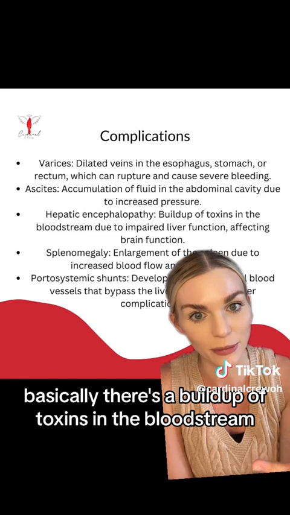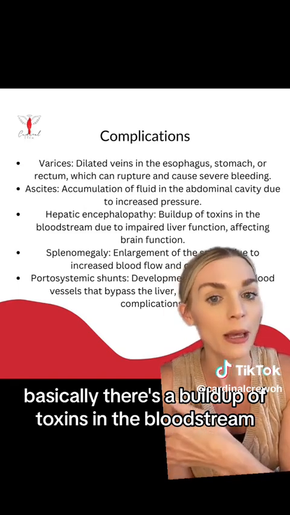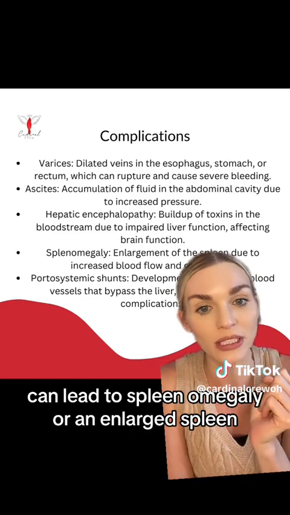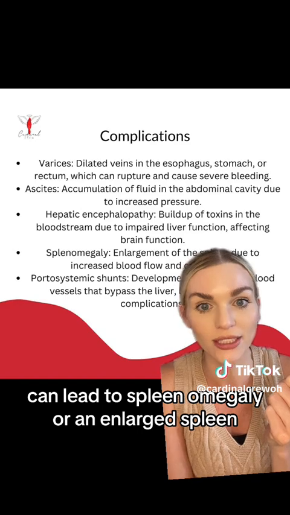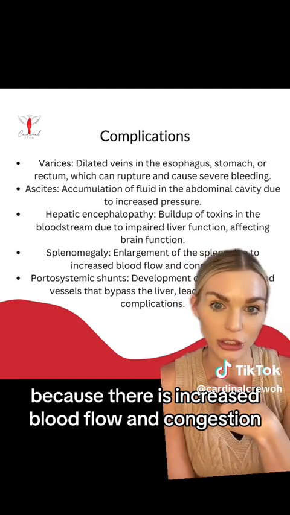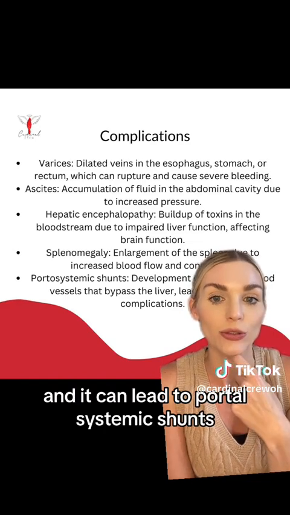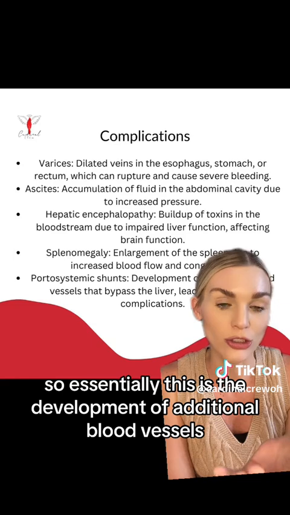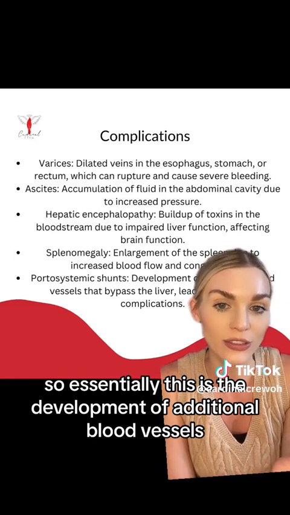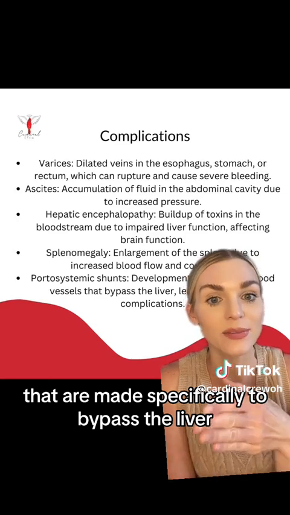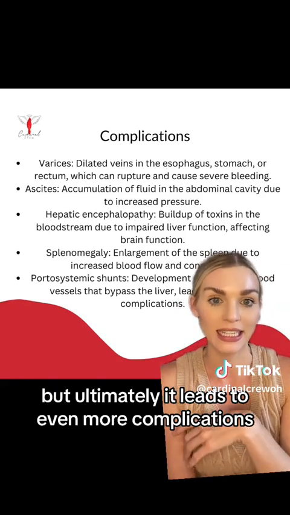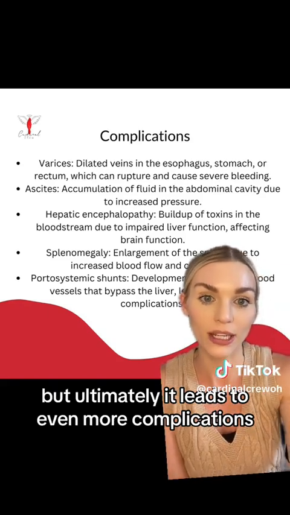Basically, there's a buildup of toxins in the bloodstream because the liver isn't functioning appropriately. It can lead to splenomegaly, or an enlarged spleen, because there is increased blood flow and congestion, and it can lead to portosystemic shunts. Essentially, this is the development of additional blood vessels that are made specifically to bypass the liver, but ultimately it leads to even more complications.